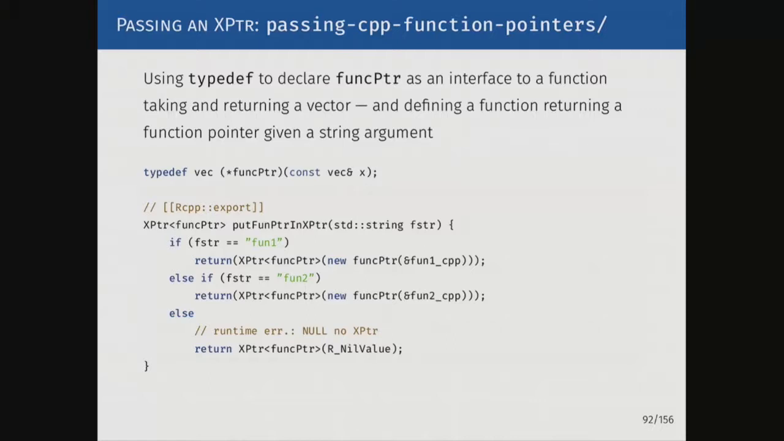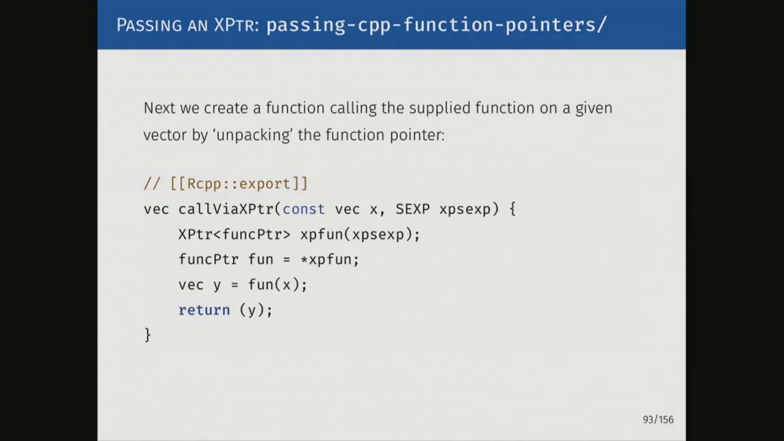And in case we were called with a third argument that's not suitable, we're creating a proper error condition by instantiating this with the nil, which will lead to a well-formed error, because that's not a valid function pointer. So that was the creator.